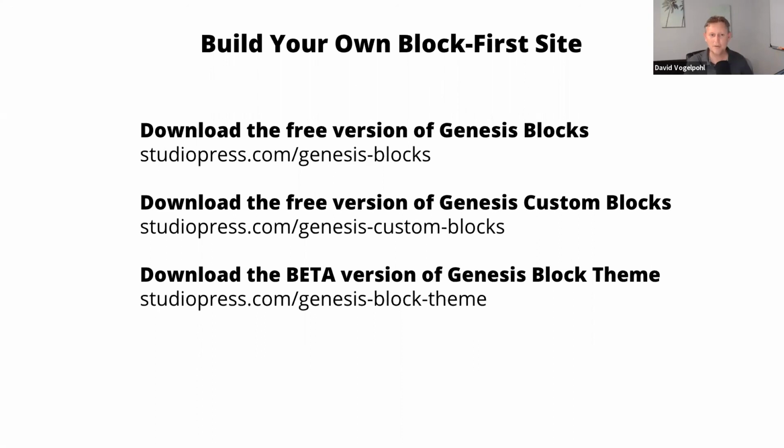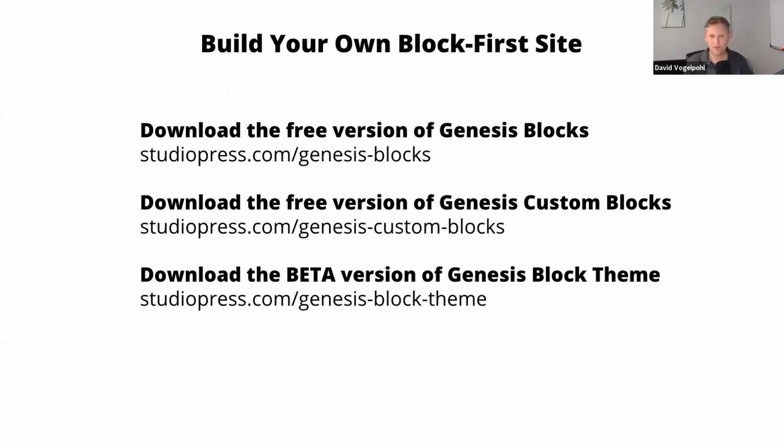You're going to download the free version of Genesis Blocks. You can check that out at studiopress.com/genesis-blocks. You're going to download the free version of Genesis Custom Blocks, at /genesis-custom-blocks. And then finally, you're going to download the beta version of Genesis Block Theme.